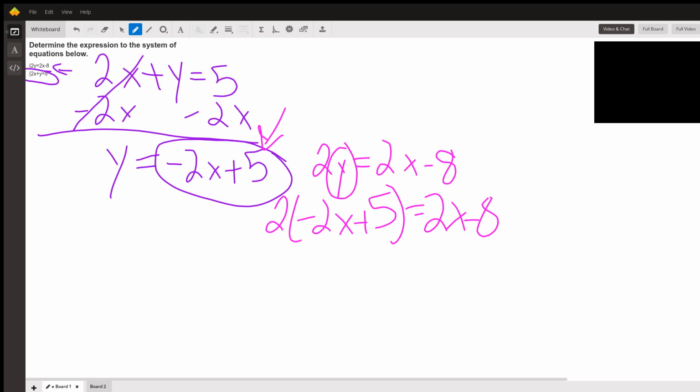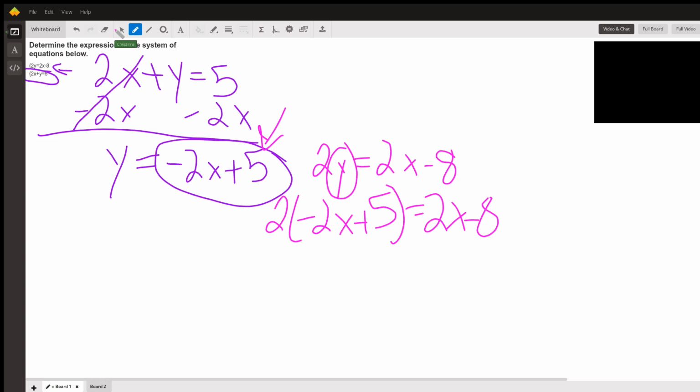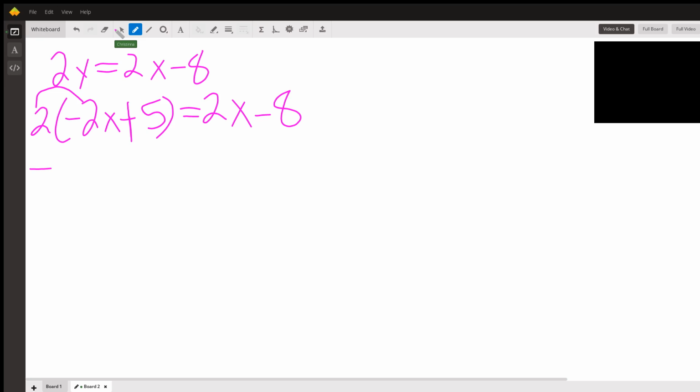So on our first board we had 2y equals 2x minus 8. Oops, sorry about that. And then we plugged negative 2x plus 5 in. That's supposed to be a plus. Equals 2x minus 8. First, we need to use the distributive property. 2 times the negative 2x would be a negative 4x. 2 times 5 is 10. And since this is a plus, it's going to be plus 10 equals, and then we're just going to copy the rest, 2x minus 8.